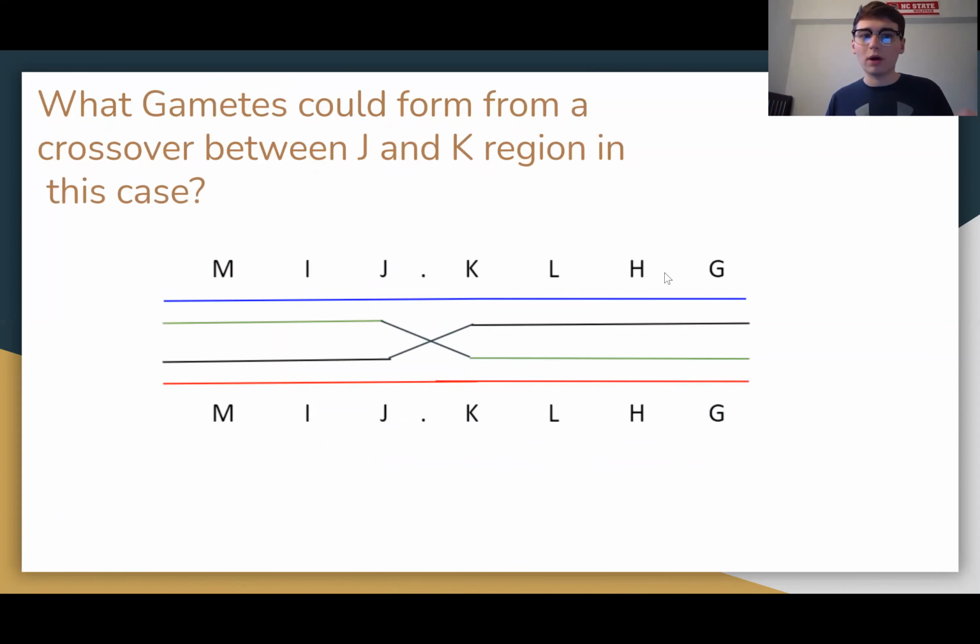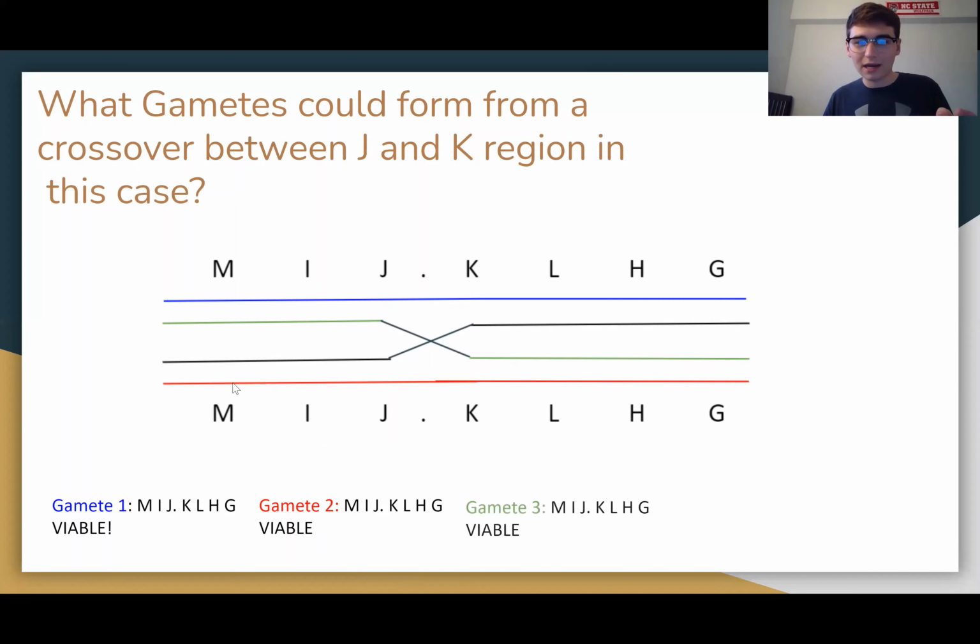So when we see what gametes would form from the crossover between them, we're going to do our finger trick again. The top and the bottom, so our blue and our red, are not going to swap any information. So these are going to be perfectly fine. They have all the information already, so both will be viable. But when we get to these crossovers, we're going to have to check it out. So we'll start with the green one, M, I, J, centromere, crossover, K, L, H, and G. And you can see that no information was gained or lost. So this is perfect. And once we do it again, M, I, J, centromere, cross over to K, L, H, and G, perfectly viable. So this guy has 4 out of 4 viable gametes.